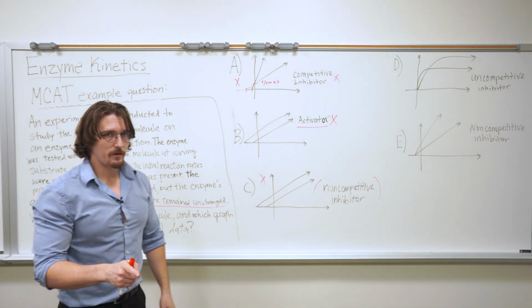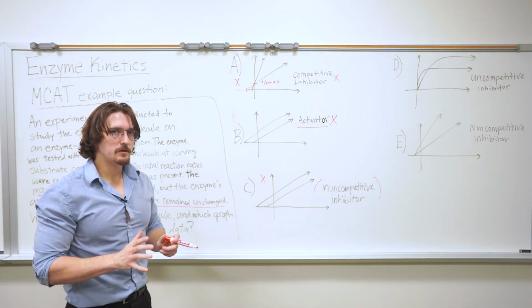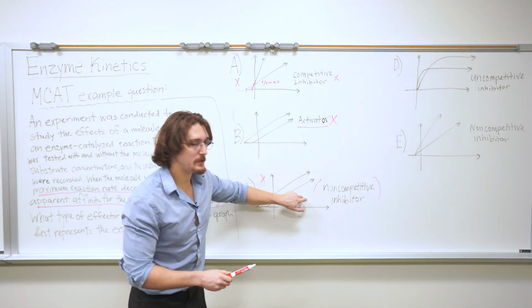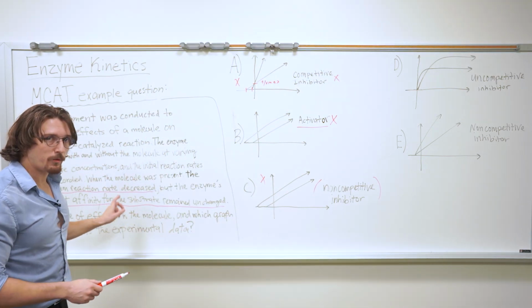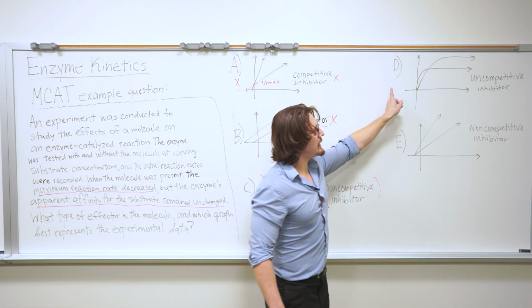But this part here, this is a non-competitive inhibitor. And non-competitive inhibitors, remember, are the ones where the Vmax is decreased, but the Km remains unchanged. So half of this answer choice is correct, because that's consistent with their experimental findings presented in the question. Then we look at D.